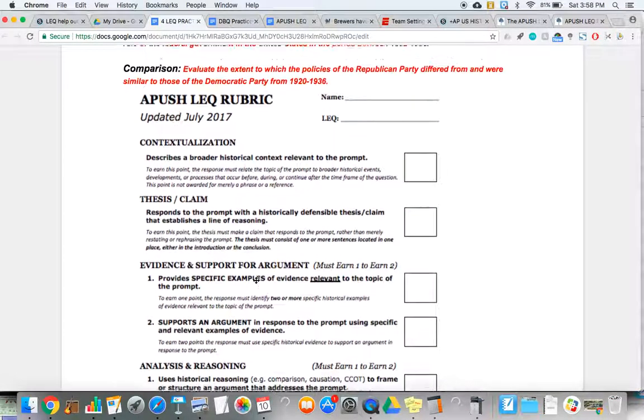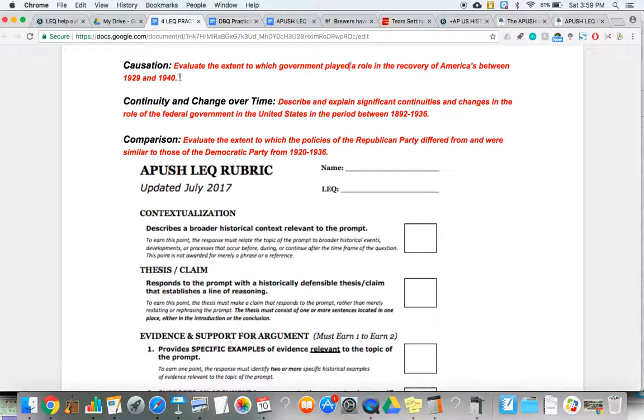Yeah. So as we look here, here are 3 possible questions for this week's LEQ. Evaluate the extent to which government played a role in the recovery of America between 1929 and 1940. Describe, that's causation. So how did the government cause a recovery? To what extent did the government cause a recovery? It doesn't say causation in there, but if you look here, evaluate the extent to which the government played a role in the recovery. So it's the government causing a recovery. So what did the government do to get the economy rolling and get a recovery?